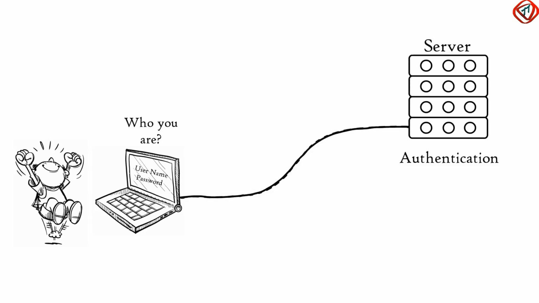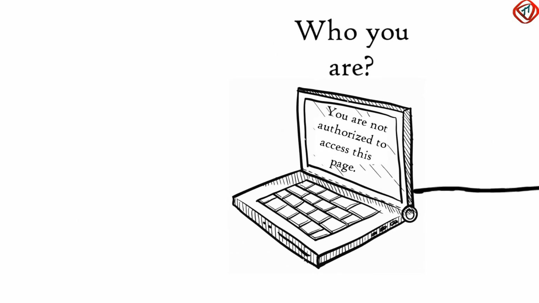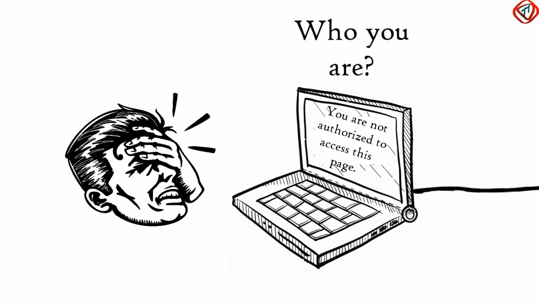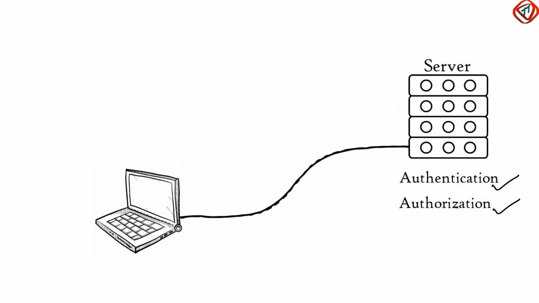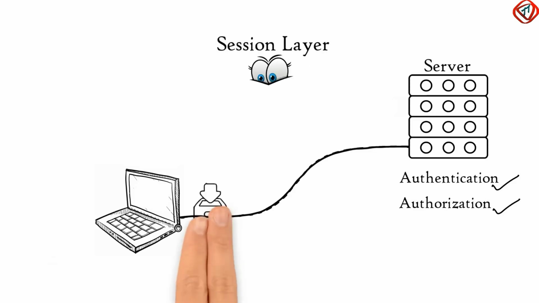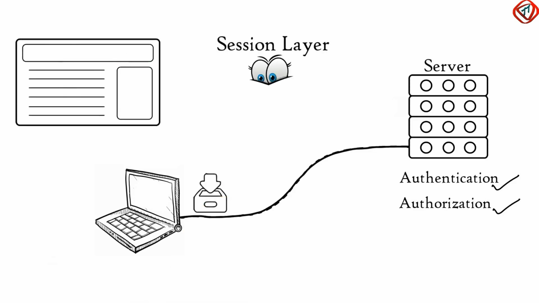After authenticating the user, authorization is checked. Authorization is the process used by the server to determine if you have permission to access a file. If not, you will get a message saying you are not authorized to access this page. Both of these functions, authentication and authorization, are performed by the session layer. The session layer keeps track of the files that are being downloaded. For example, a web page contains text, images, etc.